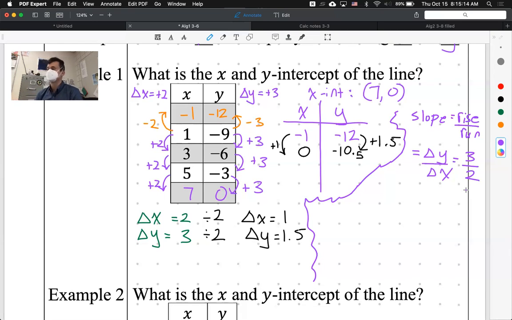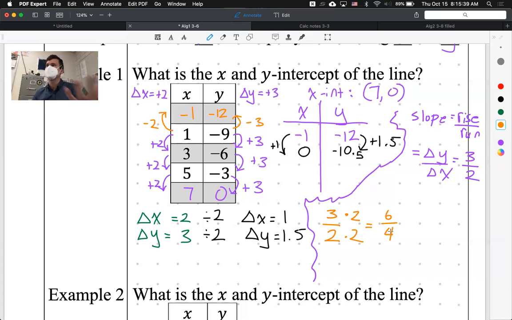Slope is just a number. It's just 3 halves. That number can be manipulated. I can say 3 halves, and we'll do a bunch of equivalencies here. 3 halves, I can multiply the top and bottom by any number that I want. Let me just choose a random one, 2. I can multiply the top and bottom by 2, and I could get 6 over 4.